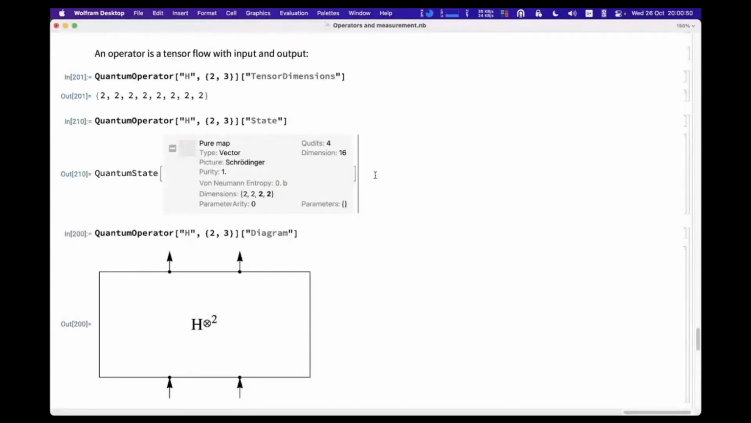That's why we would like you to see them differently. The usual bracket notation in quantum mechanics, on purpose we call it a quantum state, but it's a mapping. That's why it is called a pure map. I know it's confusing, but there were lots of discussions behind the scenes when we were designing that.